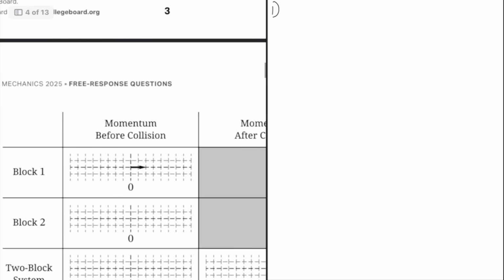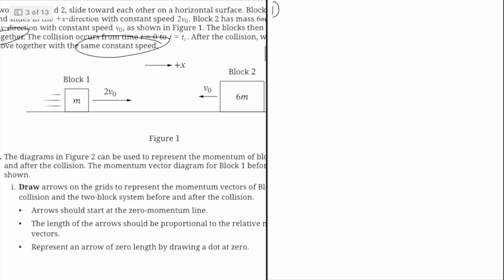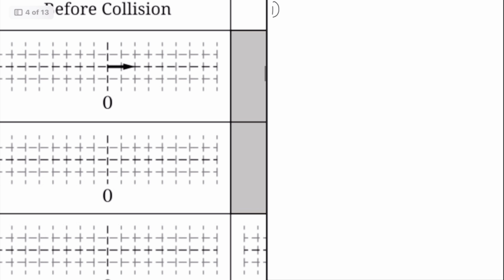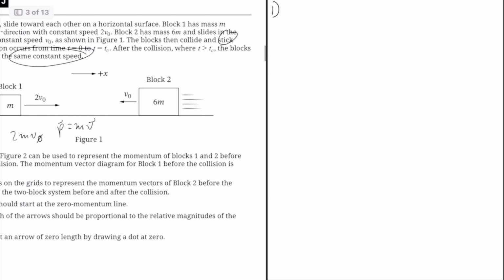Okay, that doesn't matter. What's important is that we know block 1 had mass m and velocity 2 v naught. So its momentum is 2 m v naught, because p equals mv, right? So if this is 2 m v naught, then one of these little squares represents 1 m v naught. Now let's calculate the momentum of the other block. This one is in the negative x direction, so it's negative v naught. So it's going to be 6m times negative v naught, and that's the momentum.